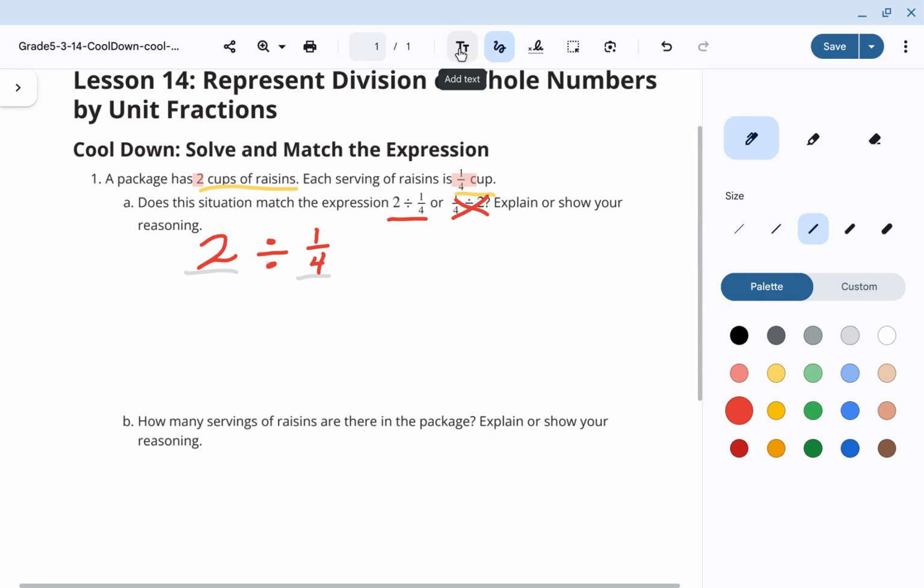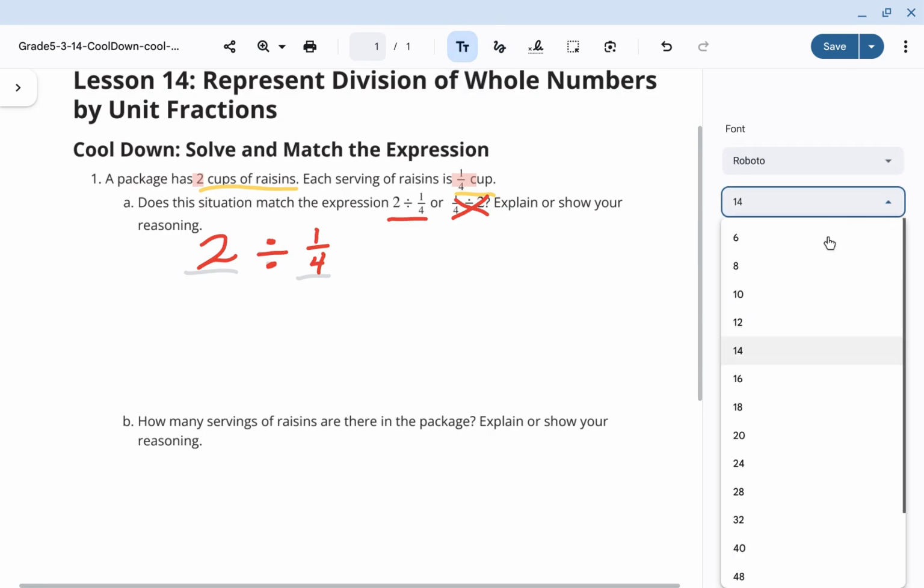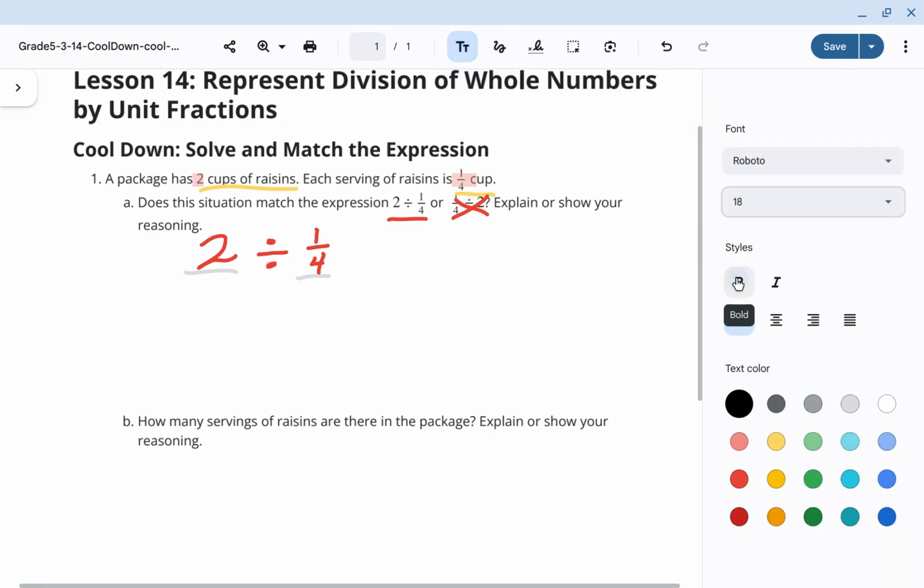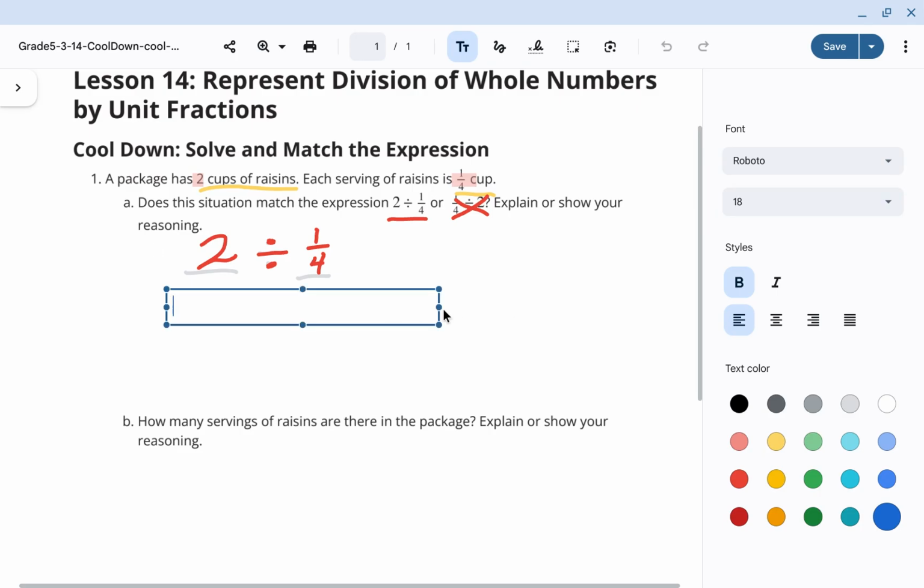Now it does ask us to explain our reasoning. So I'm going to go ahead and type out just a little bit more about why this is the answer that we should select. I'm going to write that it is 2 divided by 1/4. Remember, I have to use that alternative symbol. I'm a little limited in my keyboard, but we can handle that. It's good to see those alternative symbols. So I have 2 divided by 1/4.